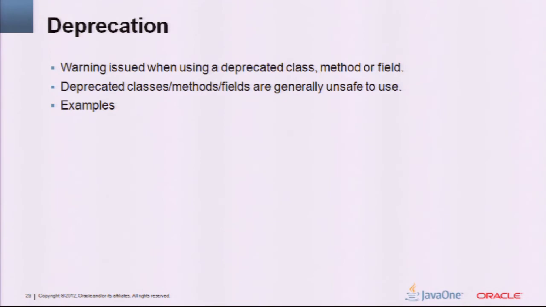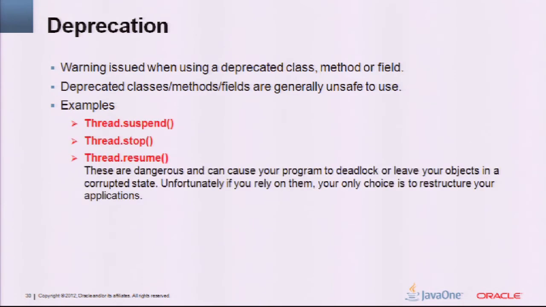Just for coverage, some examples. Thread.suspend, Thread.stop, and Thread.resume are all deprecated because Thread.suspend is inherently deadlock prone. If you're not using Thread.suspend, then what do you use Thread.resume on? And Thread.stop leaves your program in an inconsistent state. So if you use them, you get deprecation warnings. But if your application is designed to use them, the only way to get rid of them is by restructuring your application.